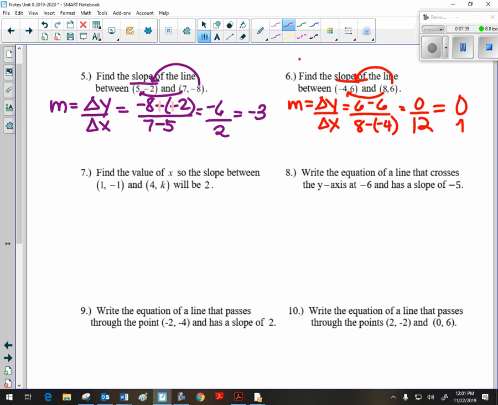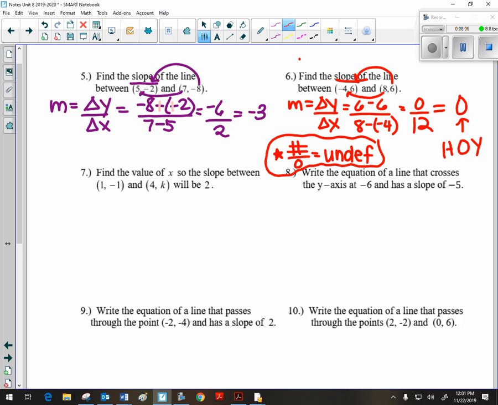As a side note, if the slope is 0, that means it's a horizontal line. So when I go to graph this, it should end up being a horizontal line on the graph. Another little side note: any number over 0 will turn out to be undefined. So if by chance you see a question with a number over 0, the slope is undefined.